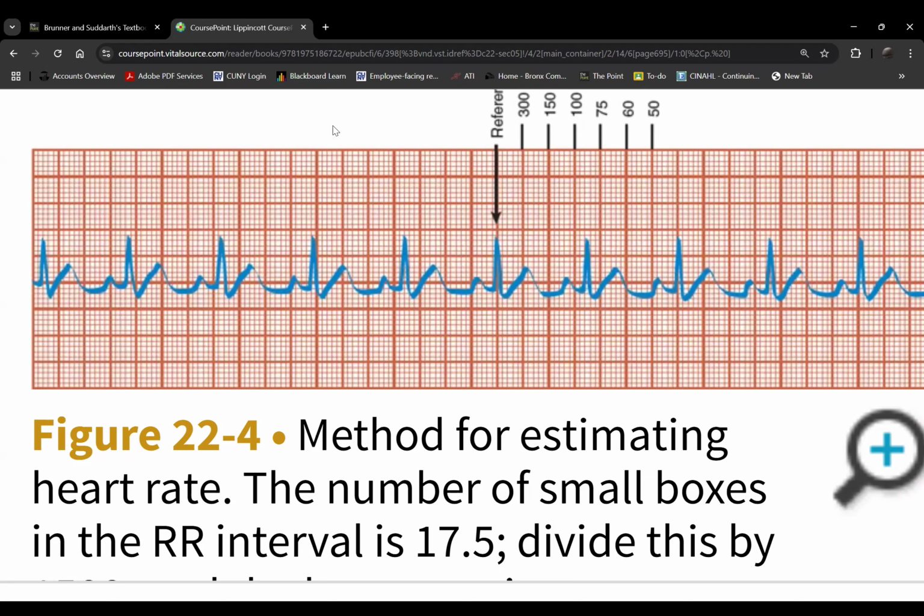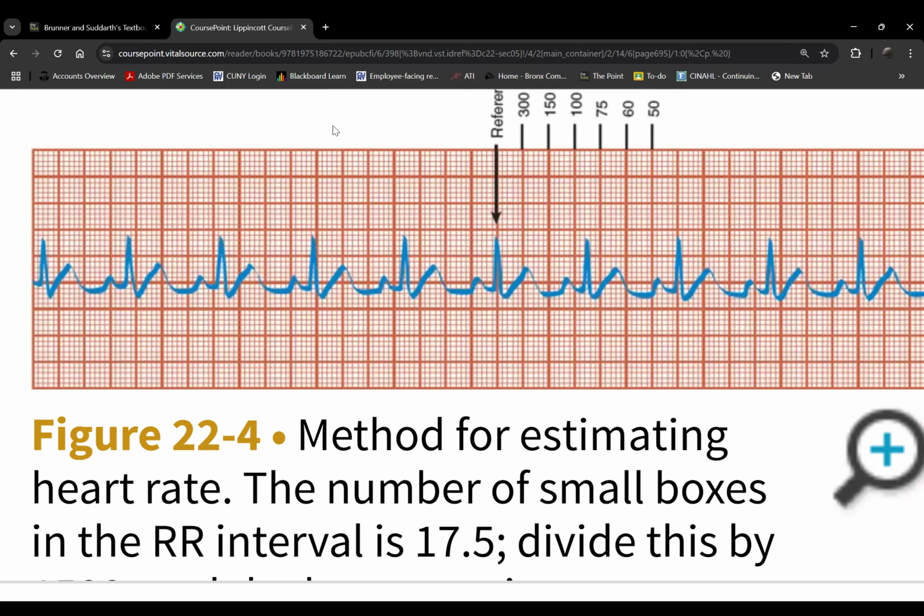You can use any method you want. However, this style of counting the heart rate will only be applicable if the rhythm is regular. What do I mean by a regular rhythm? This means that each wave and complex is occurring about the same time every time.